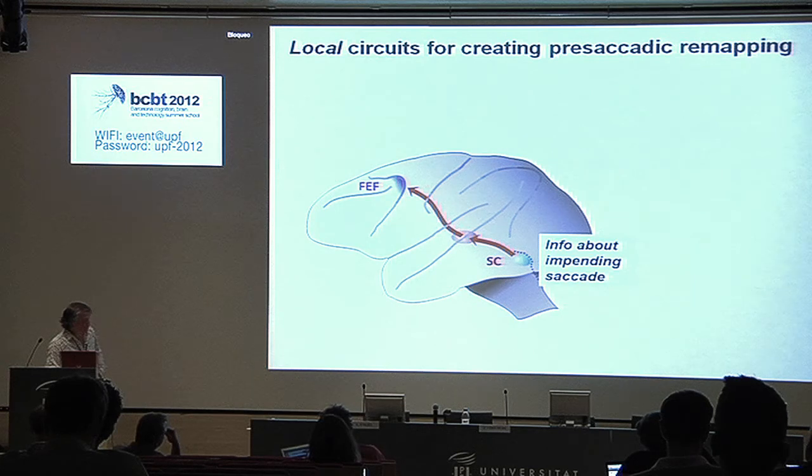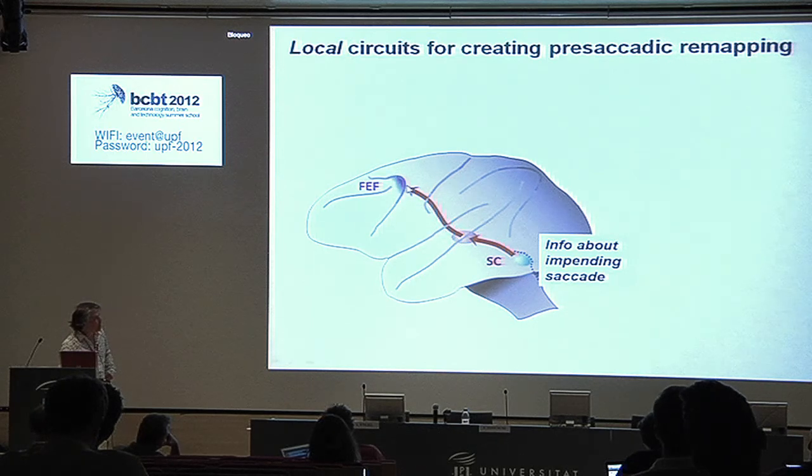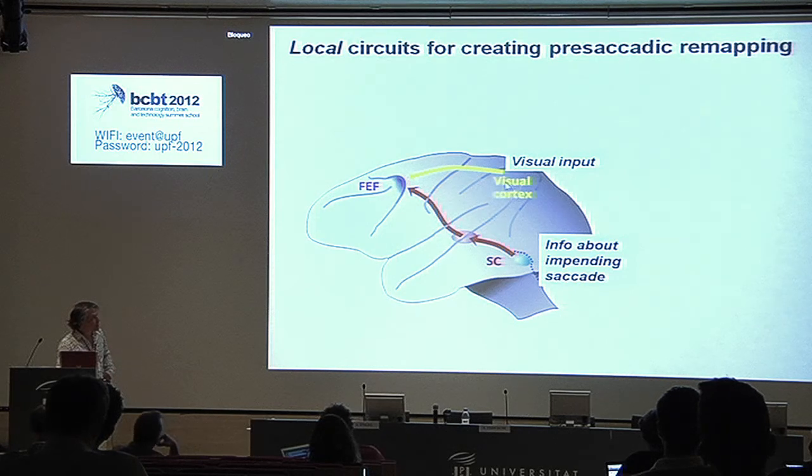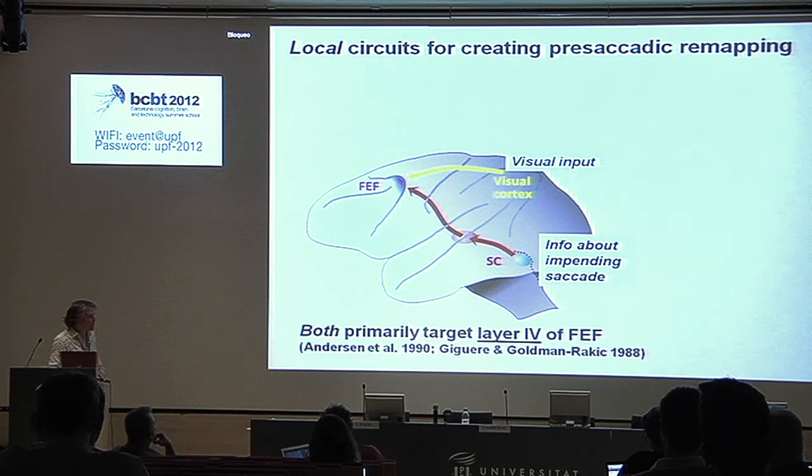So what I've been showing you is that information about impending saccades rises from colliculus, goes to thalamus, and hits layer 4 in frontal eye field. Also information from all over extrastriate cortex hits frontal eye field, primarily in layer 4. So there's a lot of convergent information in layer 4 of this area, the frontal eye field. And all of this is pretty well established now from anatomy.